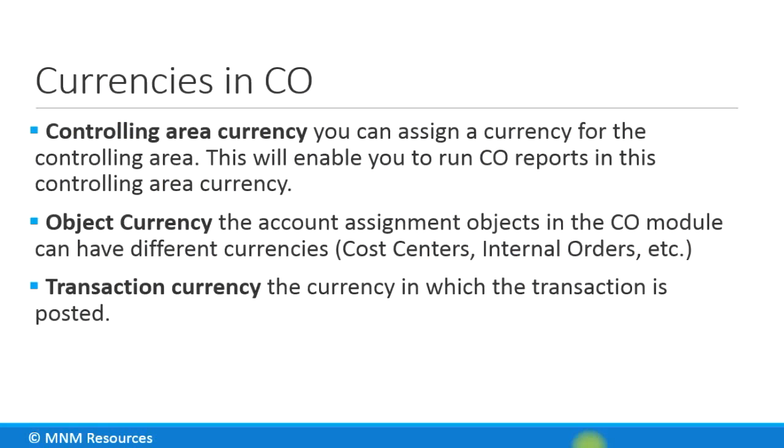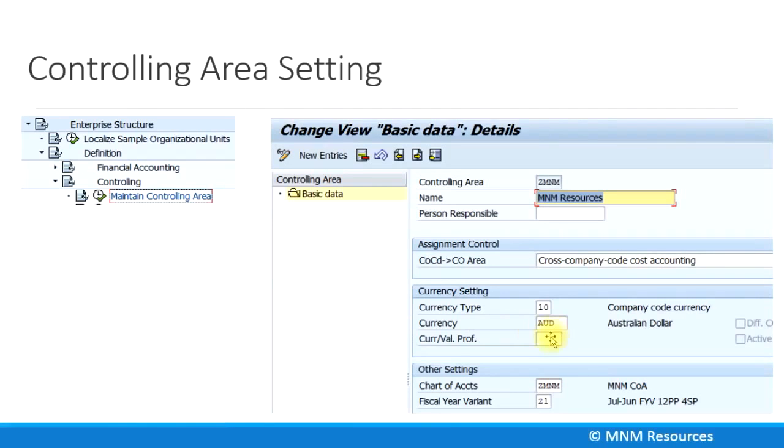Let's look at the types of currencies used in the CO module. First thing you have is your controlling area currency. In the controlling area setting, you assign what currency this controlling area is going to use. If you look at this screen over here, which is one of the controlling area settings, you define the currency here, what currency you want the controlling area to use.